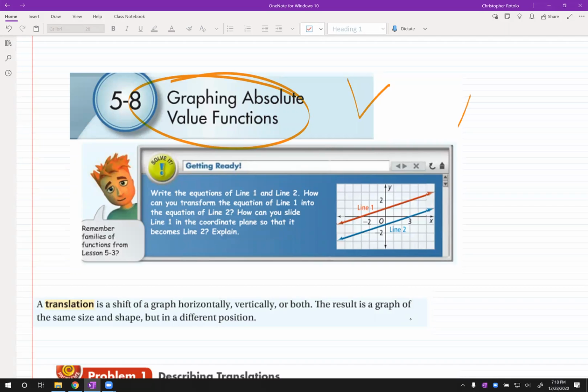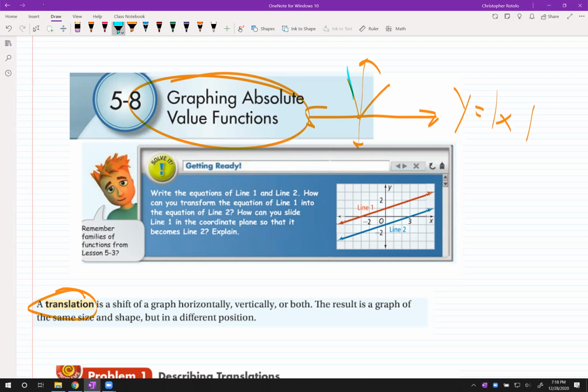So if we have y equals the absolute value of x, right? So this would be the origin right there. So we're looking at these V shapes, but we're going to focus mostly on translations. I'm not going to have you make tables or do anything else. So we just have to understand that this is the new shape that we're going to deal with, this V shape right here. And we may turn them upside down as well.